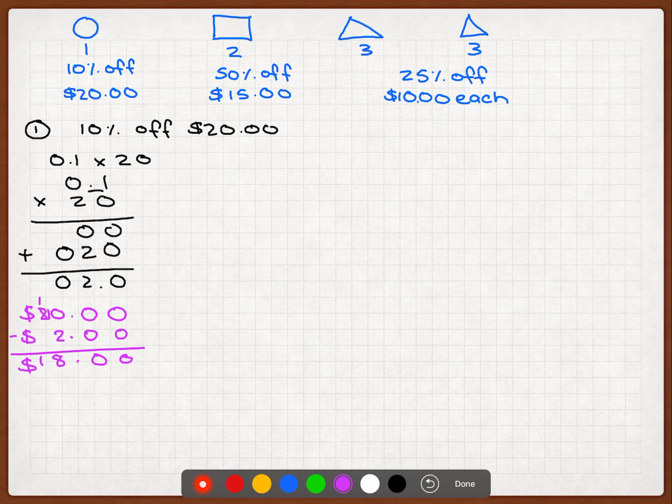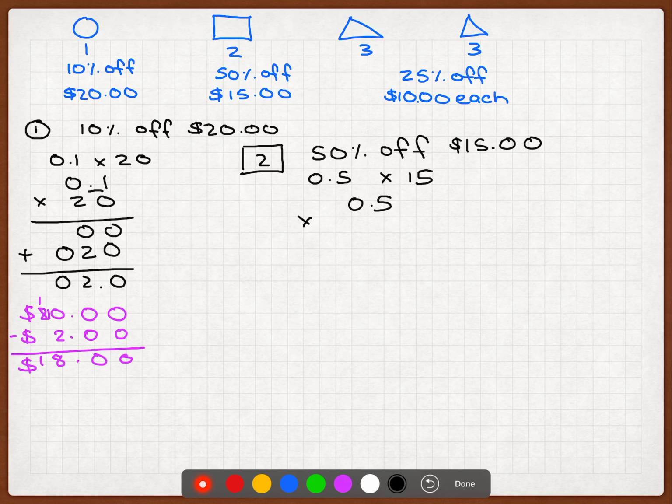Okay, so now we're going to do the second item, which is 50% off $15. We're going to convert that into decimal form and times it by the whole number. We put that into the format of multiplication and we go 5 times 5 is 25. 5 times 0 is 0 plus 2 is 2. 1 times 5 is 5. 1 times 0 is 0. We add those together. 1 decimal in the question, 1 decimal in the answer. We have our discount amount.